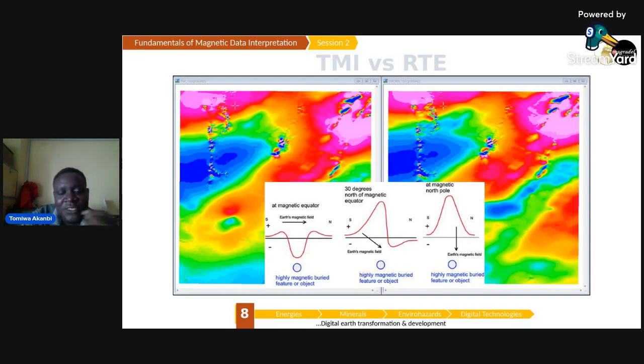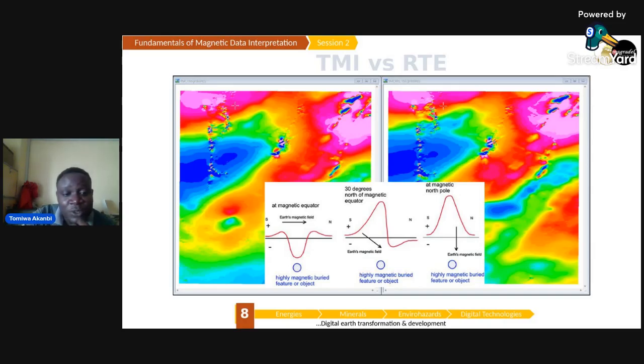So as I was saying the other time, for the TMI and the RT: if you are close to the equator, you reduce to the equator. If you are close to the pole, you reduce to the pole. Now, here's a schematic, which is basically theoretical, of what it looks like when you acquire data at the equator, when you acquire that same geological scenario at the pole, and then that same geological scenario close to the mid latitude, right?